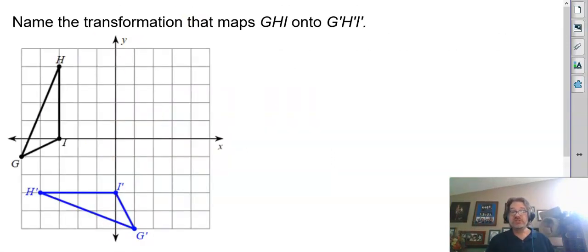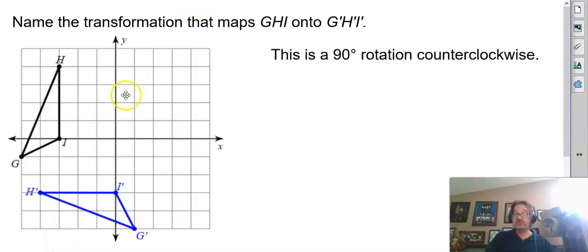How do I map GHI onto G prime, H prime, I prime? Well, I asked first, is it a translation? Can I slide the black one down to the blue one? Can I just do a slide? Nah, it's not a translation. Can I flip it? Can I reflect it? That's what I like to ask for next. Can I flip it down? If I flip it, H would be down here someplace, and that doesn't line up. So this has to be a rotation.